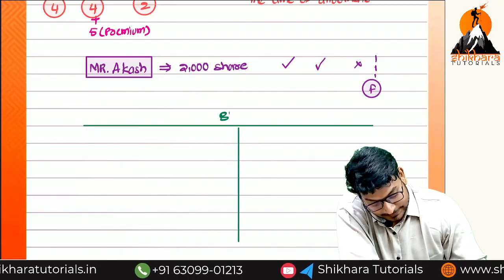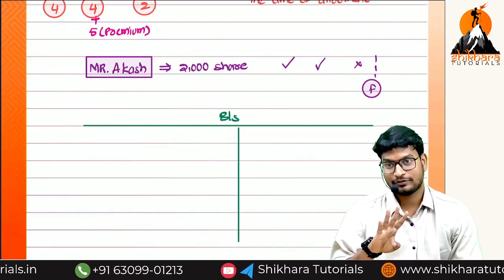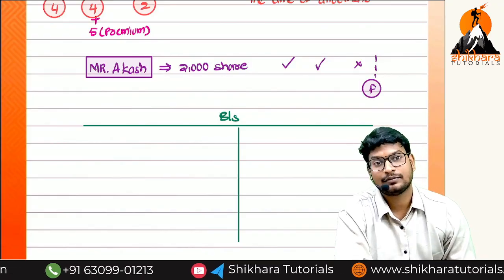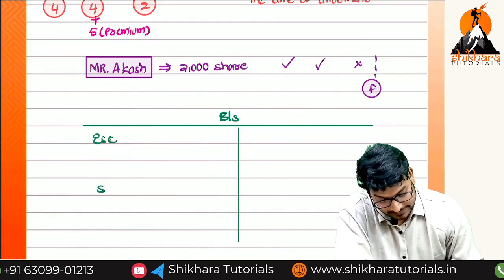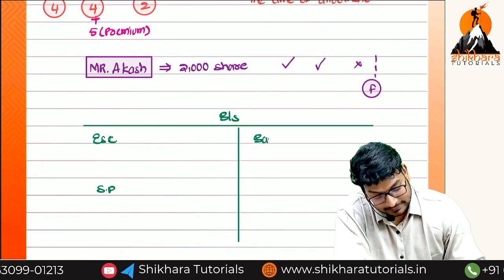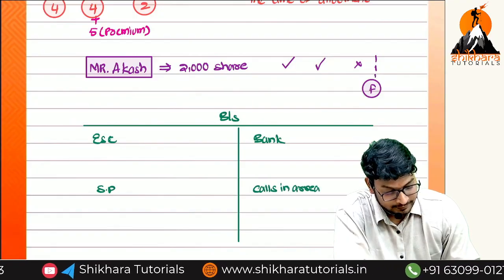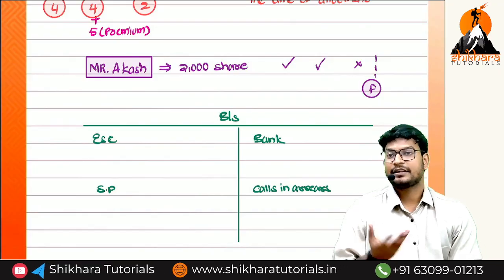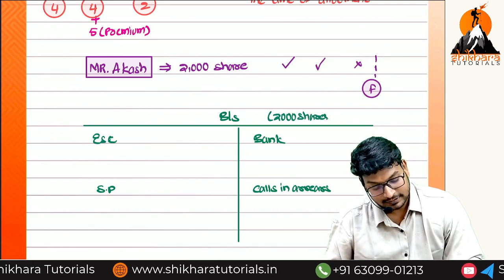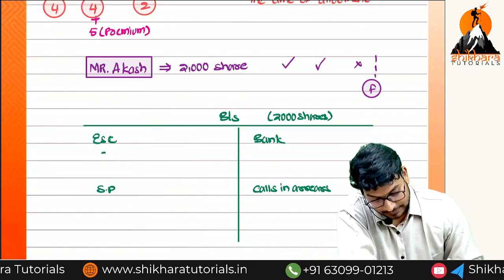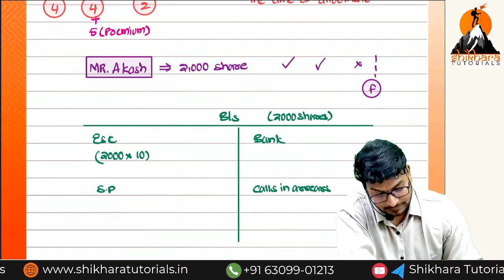Balance sheet. How many items will be available in the balance sheet? 4 items or 3 items? 4 items. If it is at par, only 3 items. So equity share capital, securities premium, bank balance, calls in arrears. Equity share capital, same face value, on how many shares? On 2000 shares, only face value. 2000 into 10 rupees is the face value. How much? 20,000.